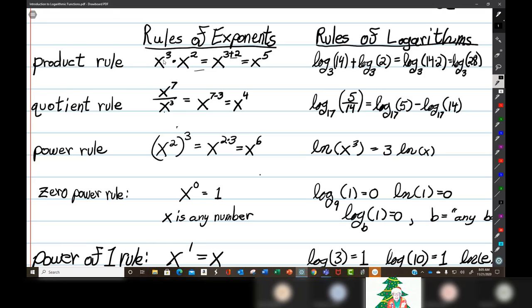Okay, so x to the 3 times x to the 2 is x to the 3 plus 2. Here we have log base 3 of 14 times 2. You can break that apart this way into log base 3 of 14 plus log base 3 of 2.